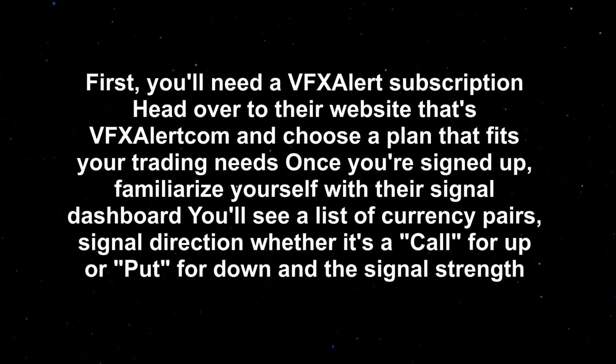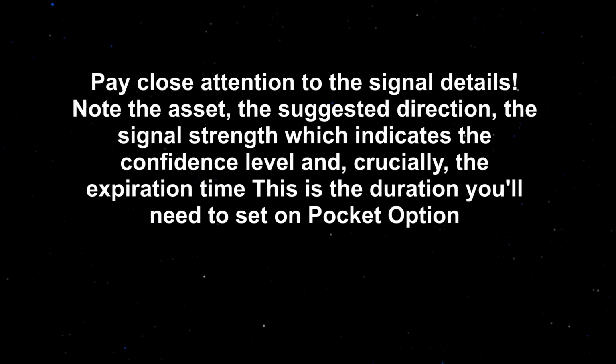You'll see a list of currency pairs, signal direction, whether it's a call for up or put for down, and the signal strength. Pay close attention to the signal details. Note the asset, the suggested direction, the signal strength, which indicates the confidence level, and, crucially, the expiration time. This is the duration you'll need to set on Pocket Option.